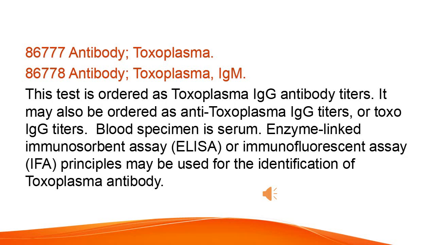Antibody, toxoplasma. Antibody, toxoplasma, IgM. This test is ordered as toxoplasma IgG antibody titers. It may also be ordered as anti-toxoplasma IgG titers, or toxo IgG titers. Blood specimen is serum. Enzyme-linked immunosorbent assay, ELISA, or immunofluorescent assay, IFA, principles may be used for the identification of toxoplasma antibody.